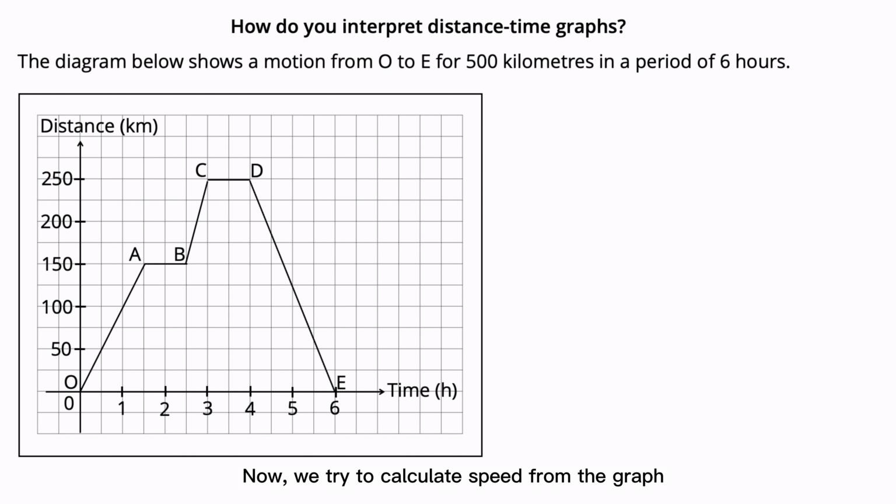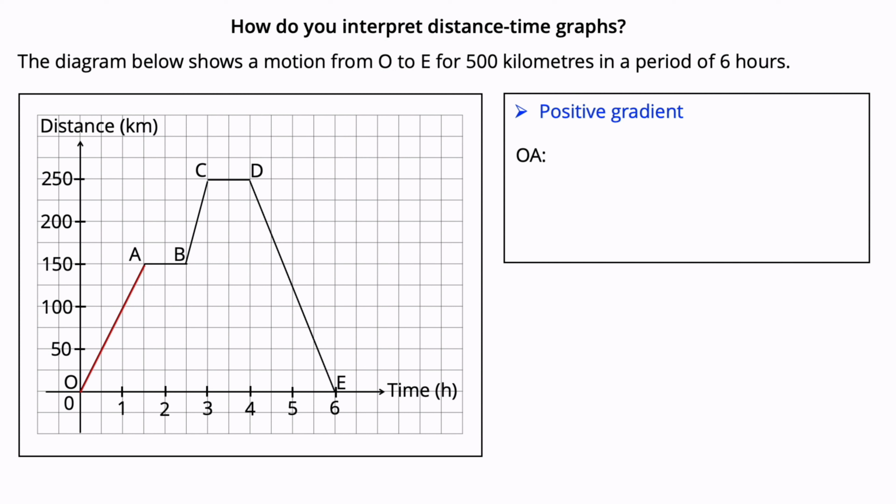Now, we try to calculate speed from the graph. We need to measure the change in distance and time for the line OA. OA has a positive gradient. We can see the change in distance is 150 kilometers and the change in time is 1.5 hours. To find the speed, we divide distance by time. 150 divided by 1.5 gives us a speed of 100 km per hour.